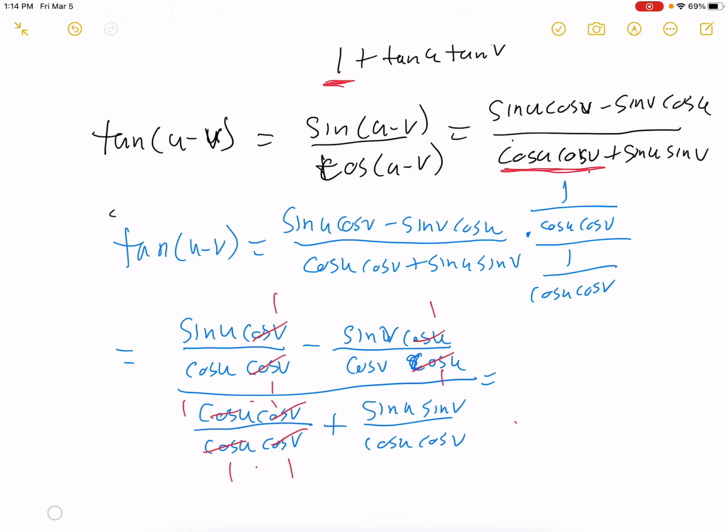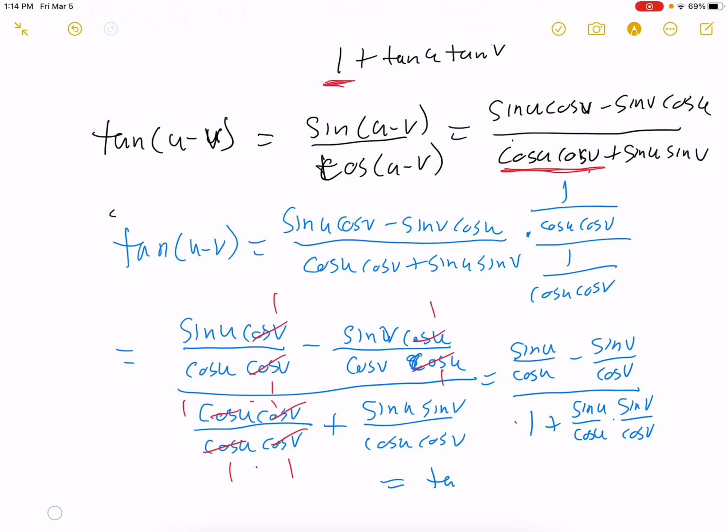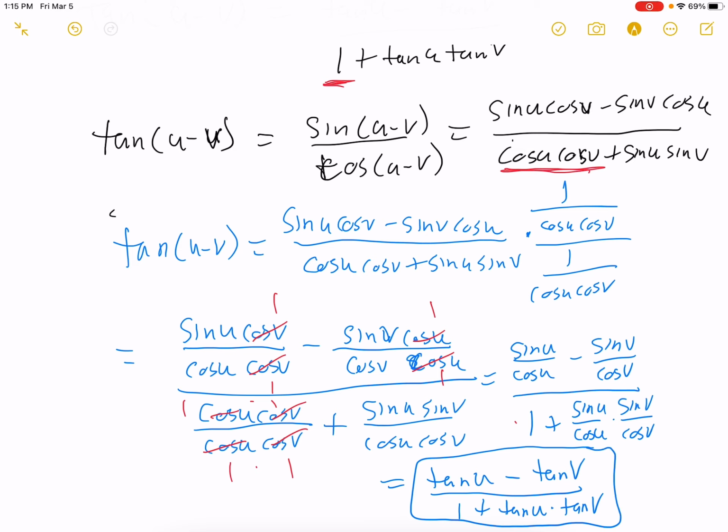sine of u over cosine u. I'm going to write it like this, and I'll do one more step. Minus sine of v over cosine v divided by 1 plus sine of u over cosine of u times sine of v over cosine v. And this will lead to tangent of u minus tangent of v over 1 plus tangent of u times tangent of v. So that is our goal too. That's what we got. So hopefully that makes sense.